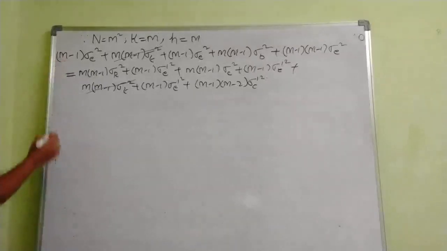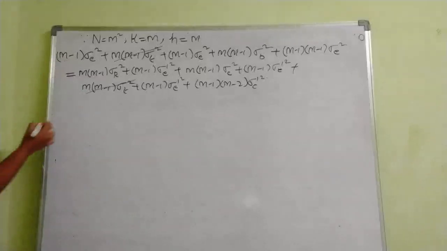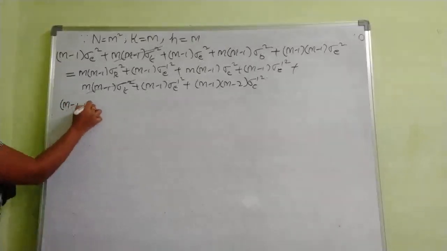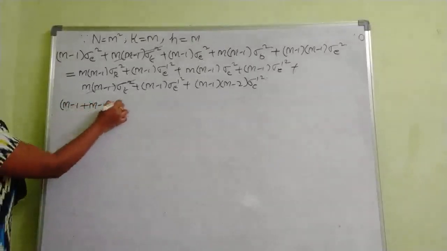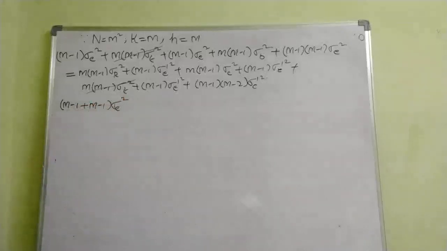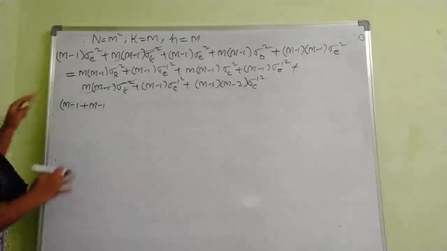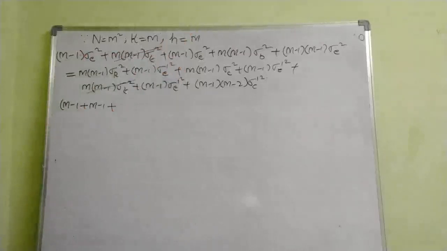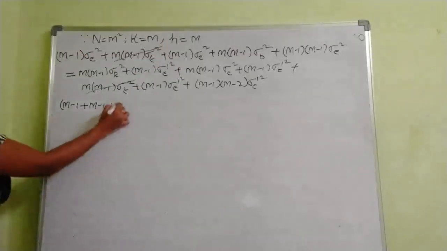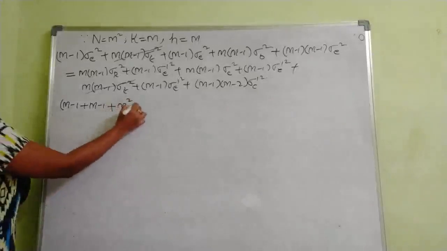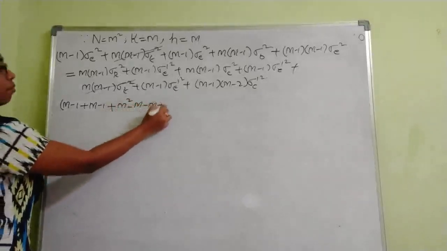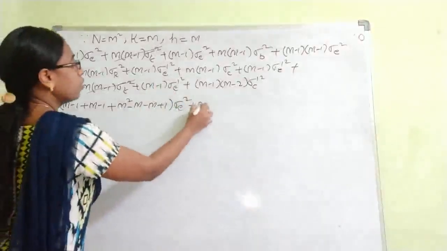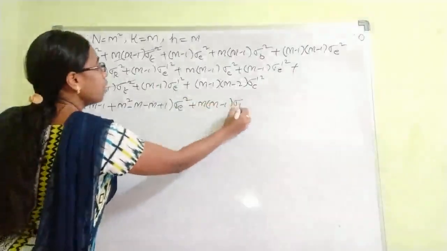You take sigma e square common, which means you will get m minus 1 plus m minus 1 sigma e square. Sorry, one more term is also there, m minus 1 into m minus 1, so that can be written as m square minus m plus 1 sigma e square. Next, one more term is left out, m into m minus 1 sigma b square.